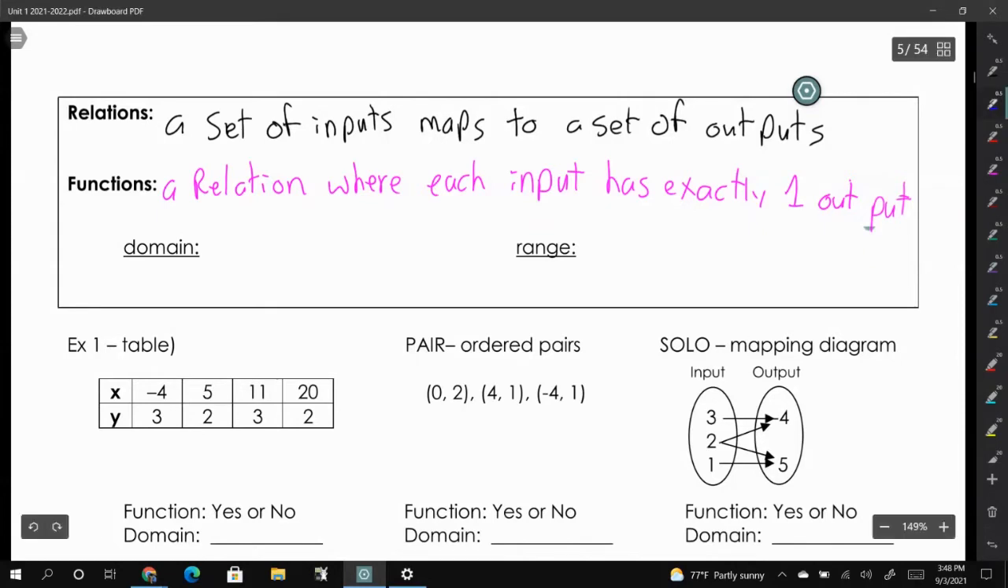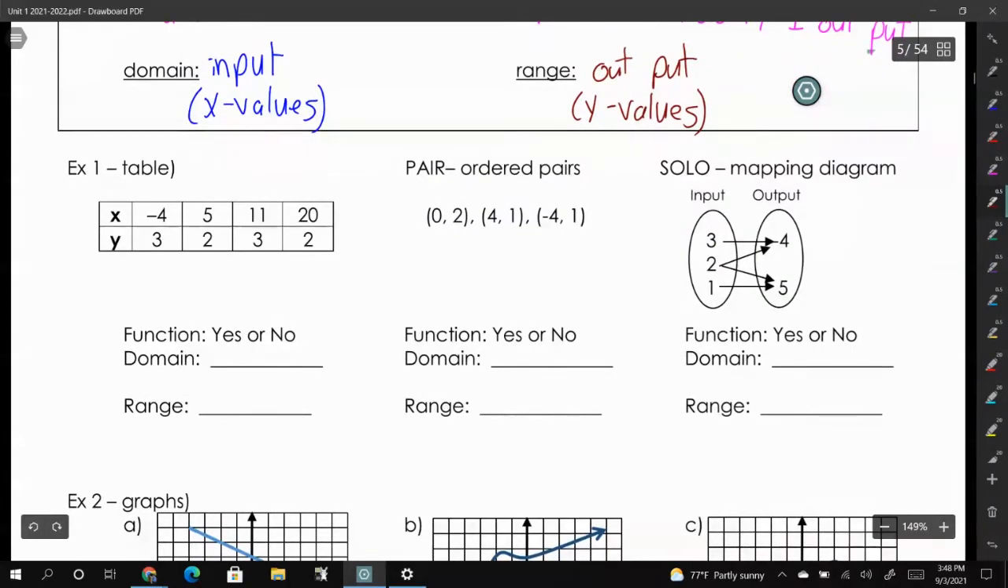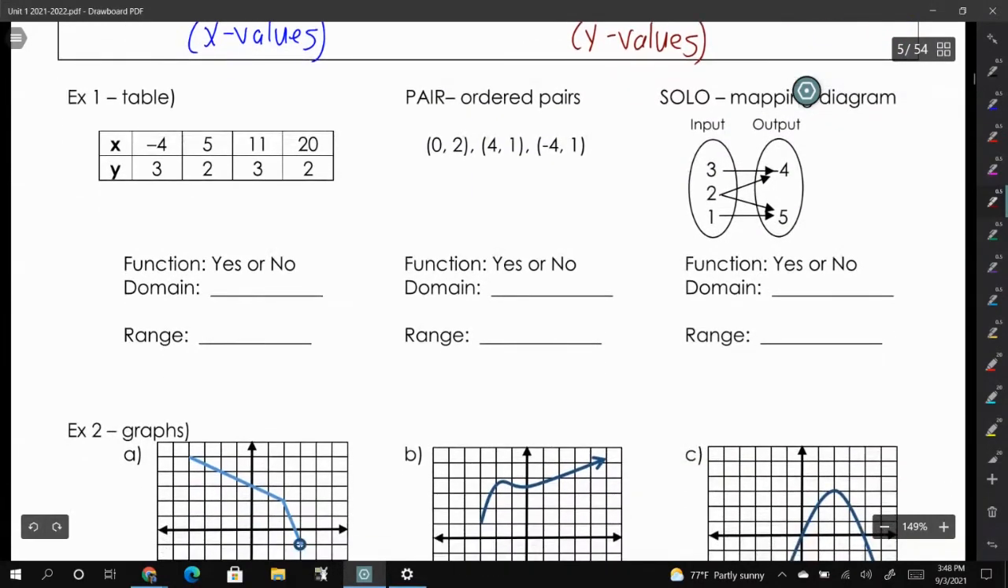So your domain, that's what your input values are. And we typically think of those as our x values, like we talked about the other day. And your range, that is your output, or the y values. So if we look at our relations, we have to determine if they are a function, and then list the domain and range.